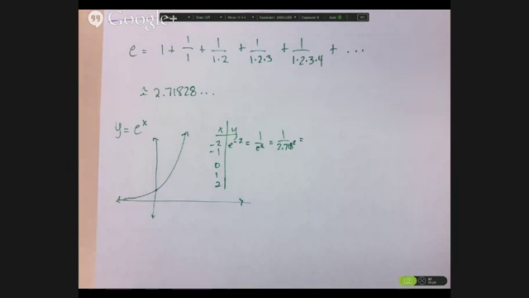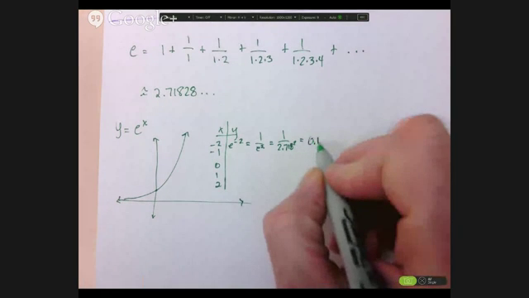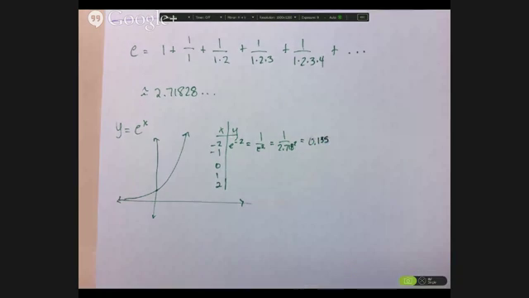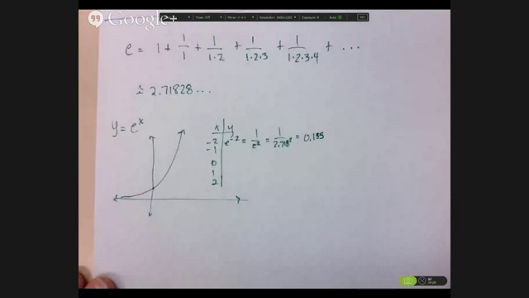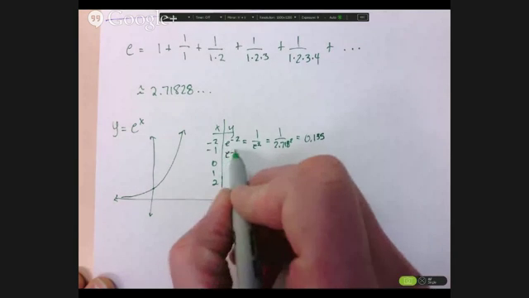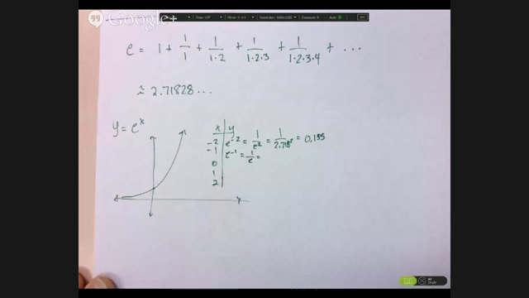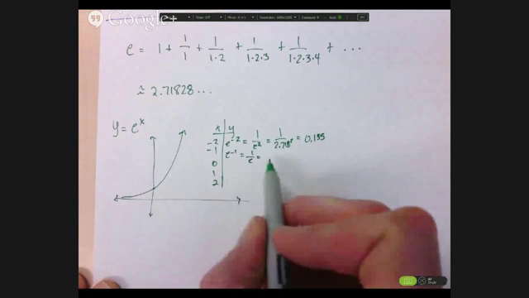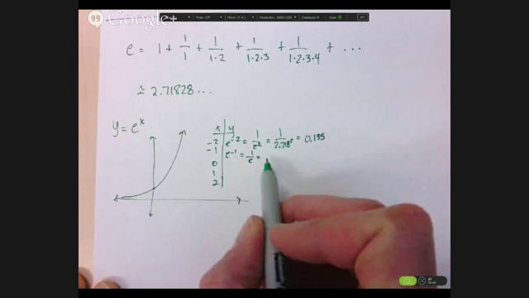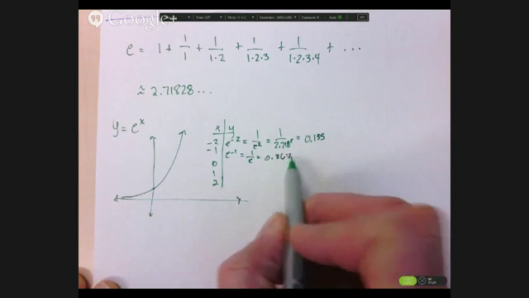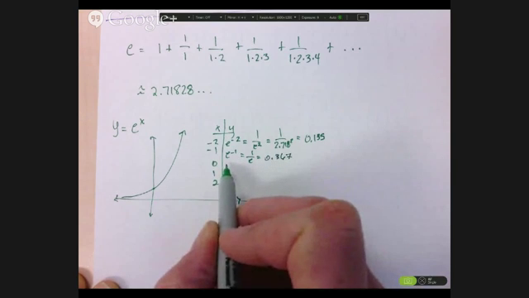I got 0.135. I got 7.38. Okay, that's e squared. No, it's not. Recalculate, Zach. E to the -1. Okay, what's e to the -1? 0.367. Okay, e to the 0. Quickly. No calculator. 1, thank you.